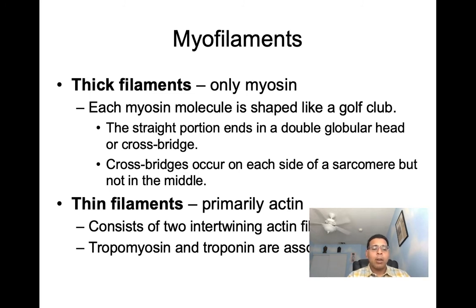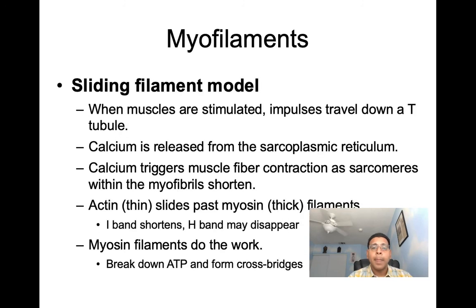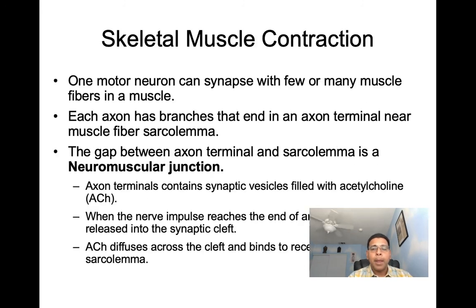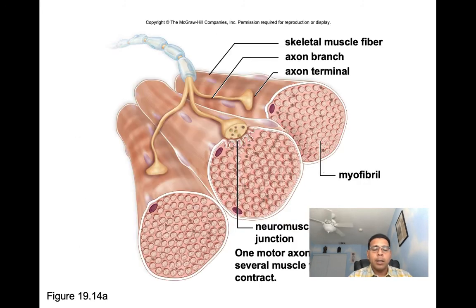So let's check out how impulses are going to travel down the sarcolemma and the T-tubule to help release the calcium and eventually get our thick and thin filaments to start contracting. So let's move forward and see here now.